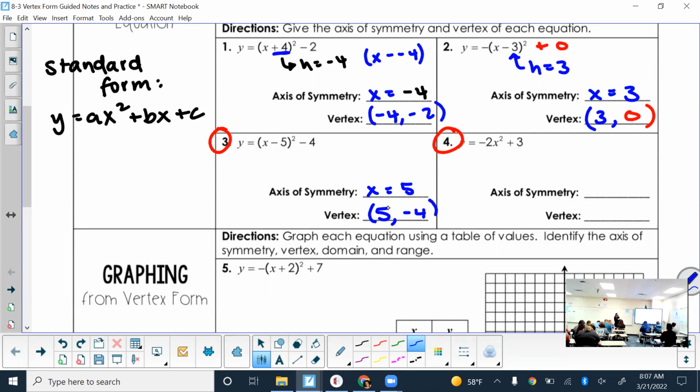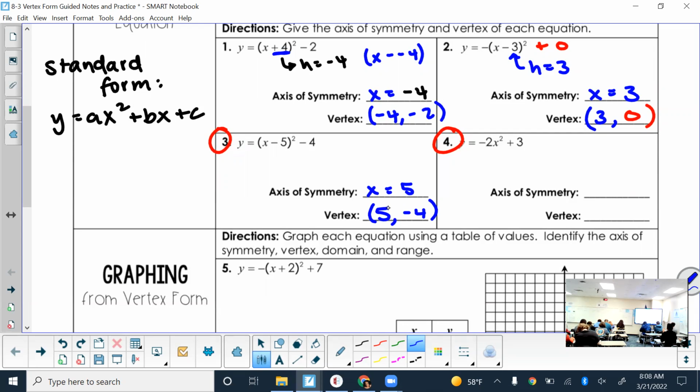5, negative 4 is correct. So the k is easy, it matches the equation, positive or negative. The h is just always opposite. I don't have a little trick to remember that yet. If you think of one, great. But h is just always the opposite.